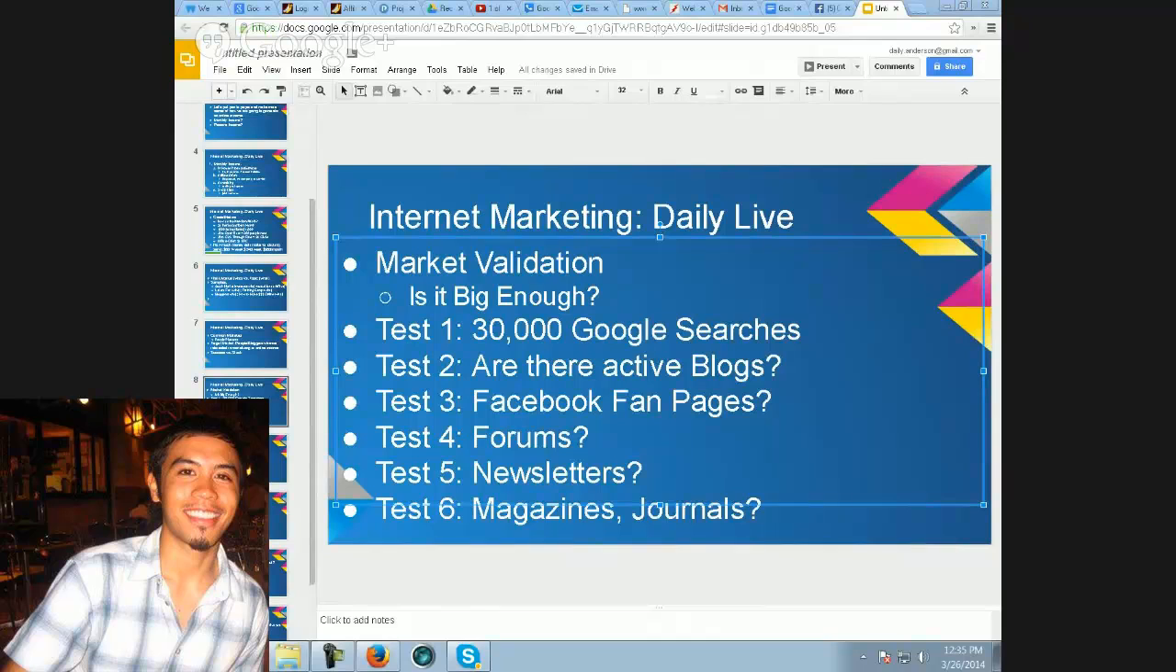Okay, Google searches, right? Like if I Google scrapbooking, there's about 1.2 million local searches. So I'm looking at it from a country-based perspective. If you get some extra searches internationally, that's great. I'm looking at 30,000 searches locally. Okay, Google will give you suggestions on keyword ideas once you type in scrapbooking or how to make money online.